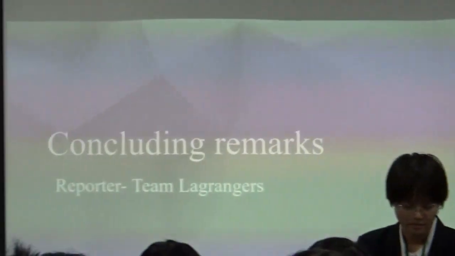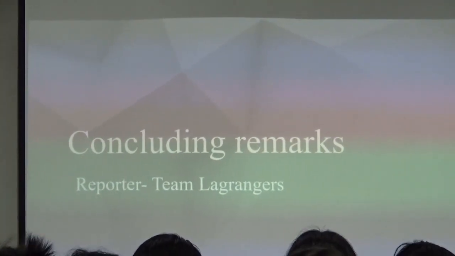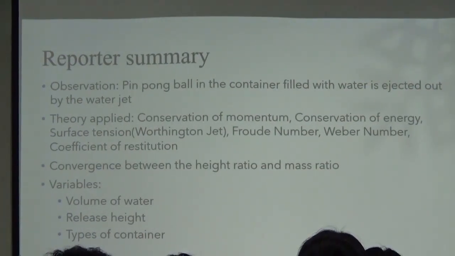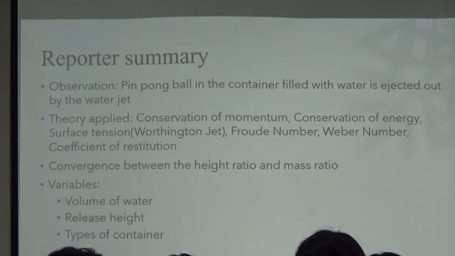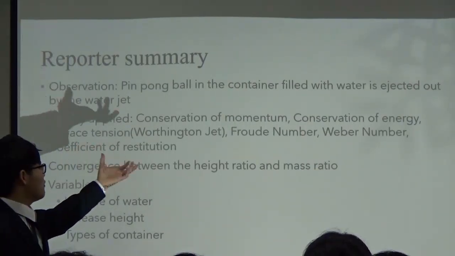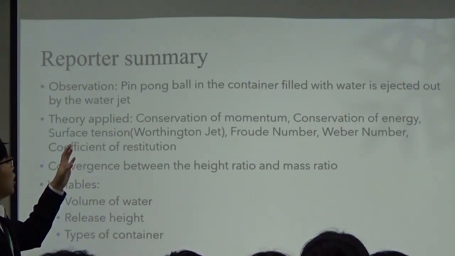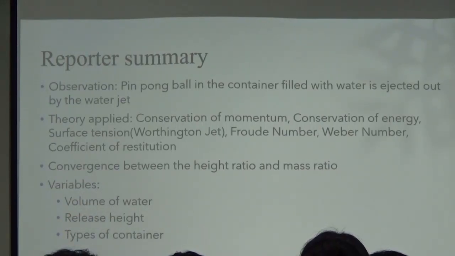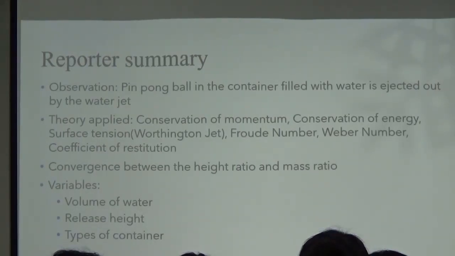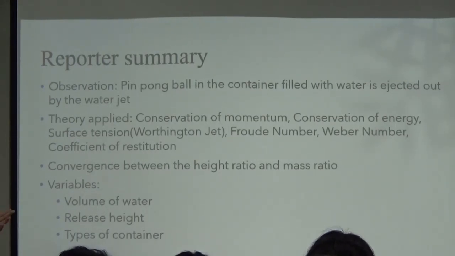I am a reporter from Team Navigators, and this is the concluding remarks of my report. For the report summary, we did the observations of a ping-pong ball, which is ejected out by the warping engine. The theory applied is the conservation of momentum, energy, and surface tension, which cause the warping engine. Navigators shows equations for Bond number, Reynolds number, and the coefficient of restitution, which we use to find the maximum height ratio. The convergence between the height ratio and mass ratio, I think, is the most important part of our report. Our variables are the volume of water, the release height, and the capsule container.